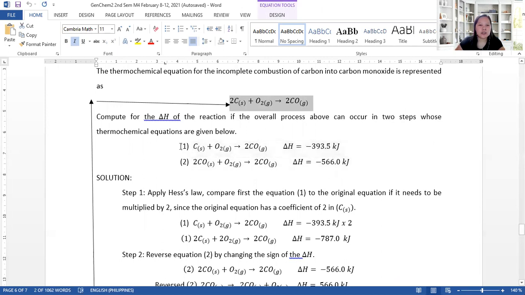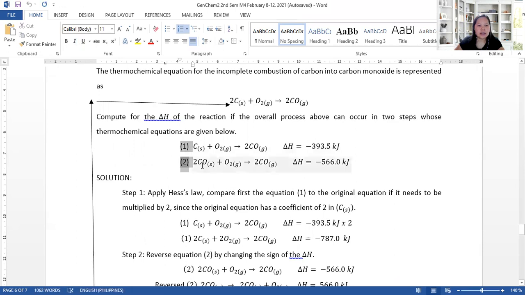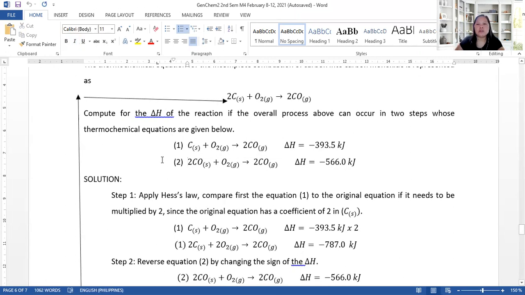Okay, so for the equation number one, we have carbon plus oxygen, and it produces two carbon monoxide, and then we have an enthalpy of reaction of negative 393.5 kilojoule. And then using step number two, we have two carbon monoxide plus oxygen 2 produces two carbon monoxide as well. Okay, and then we have an enthalpy of reaction of negative 566.0 kilojoule.